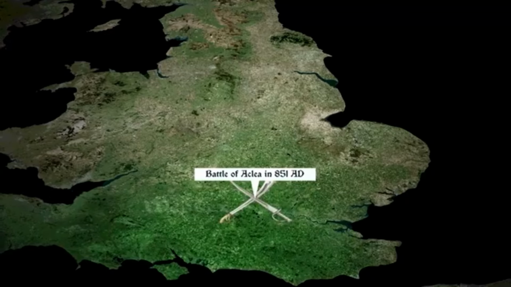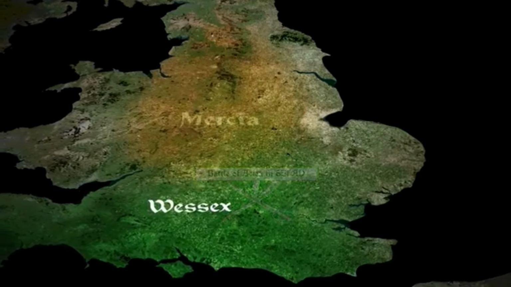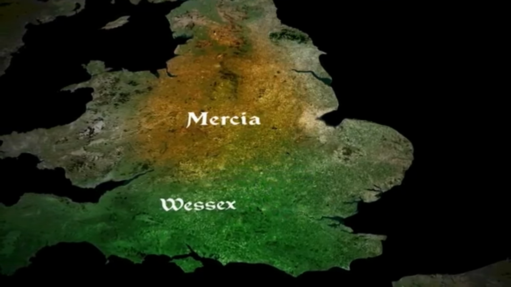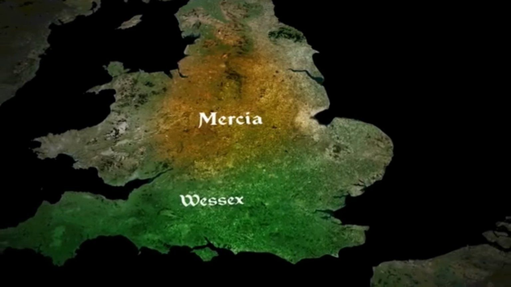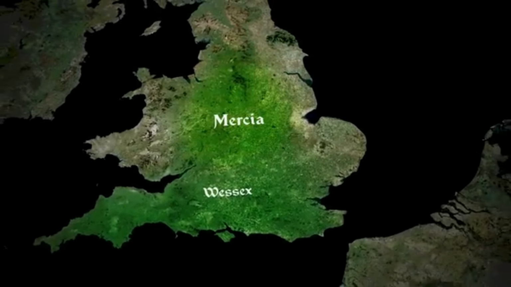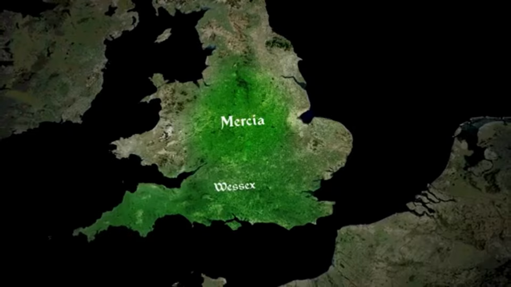The new threat worried the kingdoms of Britain so much that it forced Mercia and Wessex into an uneasy alliance with one another, putting an end to an almost 300-year conflict.